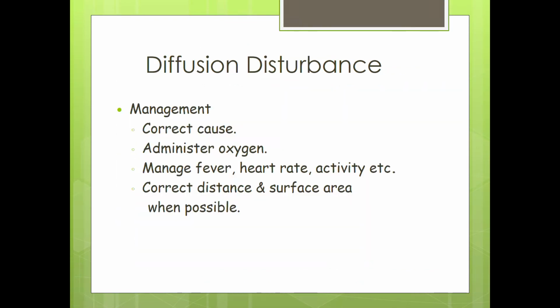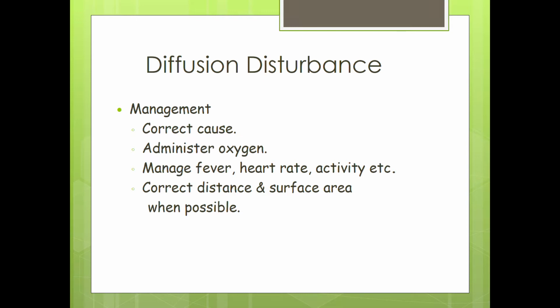So how do we treat a diffusion disturbance? We always have to figure out the cause. So if it's interstitial fibrosis, we have to look at trying to stay or treat that mechanism of injury. So maybe we focus on inflammation. If it's pulmonary edema, we're going to correct the pulmonary edema, and we do that through giving a diuretic drug like furosemide and often some drugs that strengthen the heart.